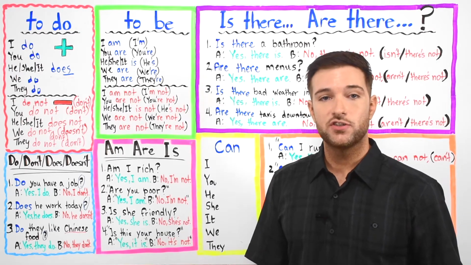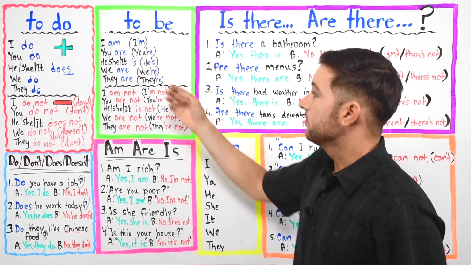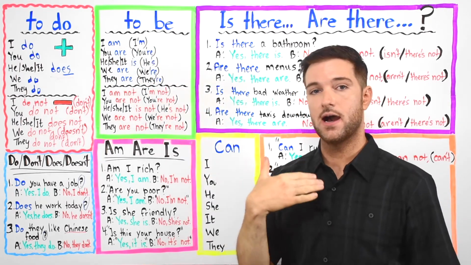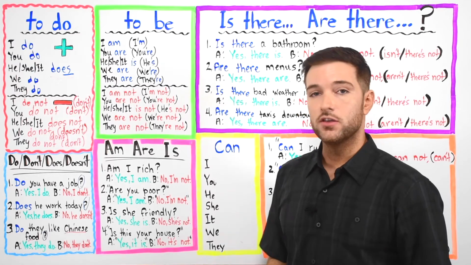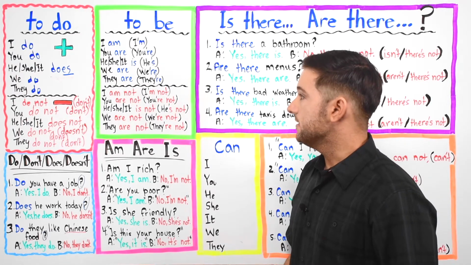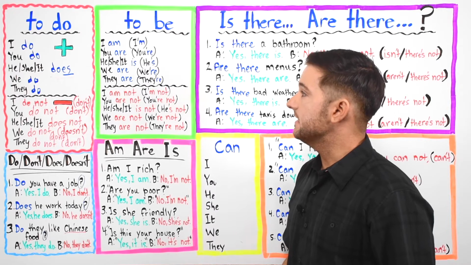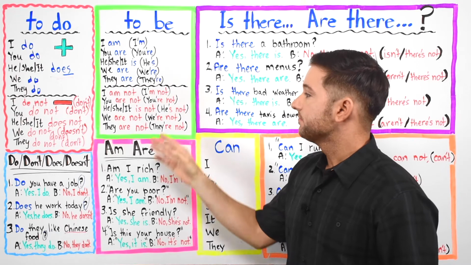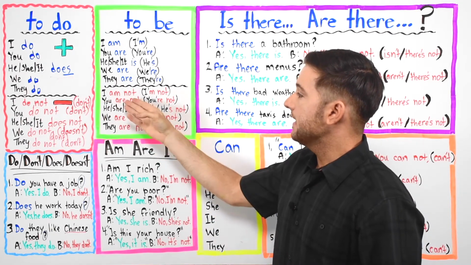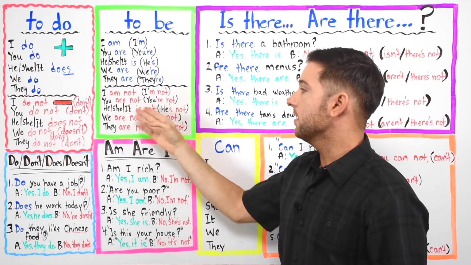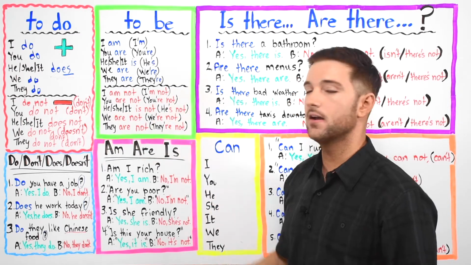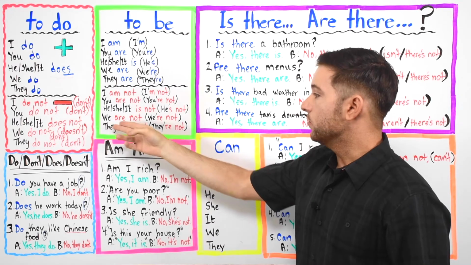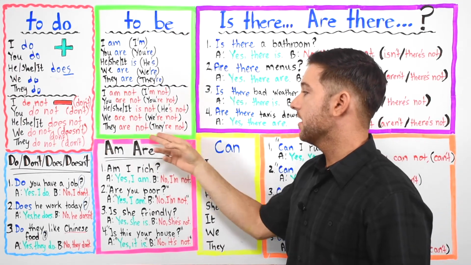Now we're going to ask questions using the verb to be. You remember with the verb to be, it's I am, or in the contracted form, I'm. You are, you're. He is, he's. She is, she's. It is, it's. We are, we're. They are, they're. In the negative forms, we have I am not, I'm not. You are not, you're not. He is not, he's not. She is not, she's not. It is not, it's not. We are not, we're not. And they are not, they're not.